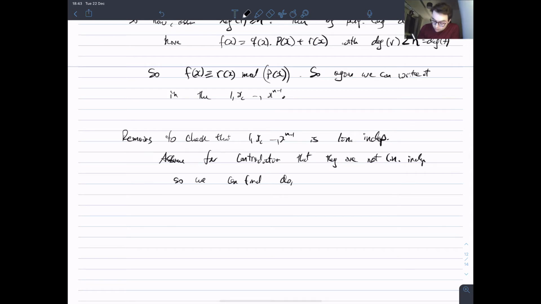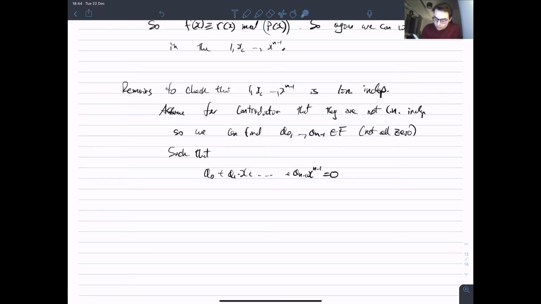So we can find, what do I call these? a0, ..., a n minus 1 in F, not all 0, such that a0 plus a1 times x plus ... plus a n minus 1 times x to the n minus 1 equals 0. I have my basis. I'm assuming that they're linearly dependent, so I can find some non-zero ai's such that this thing holds.